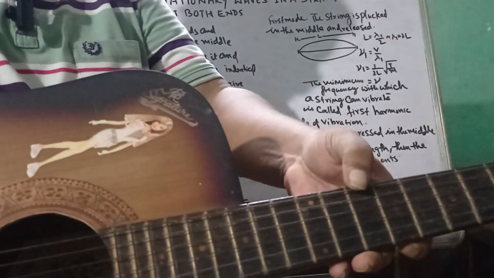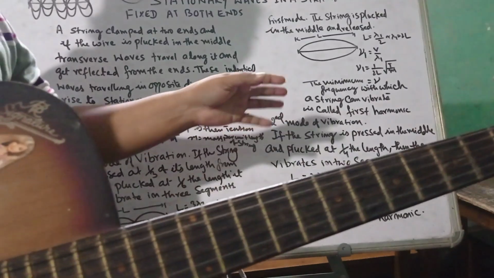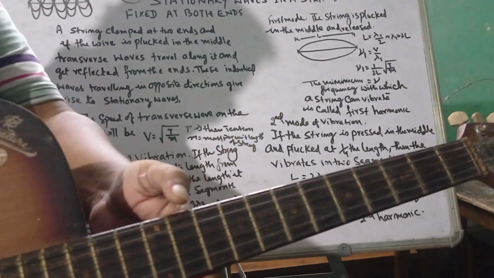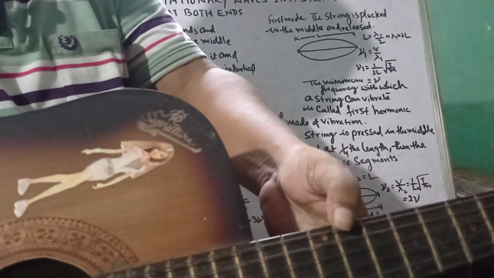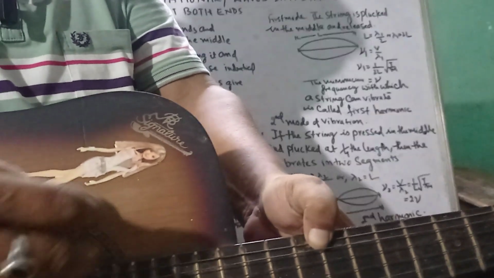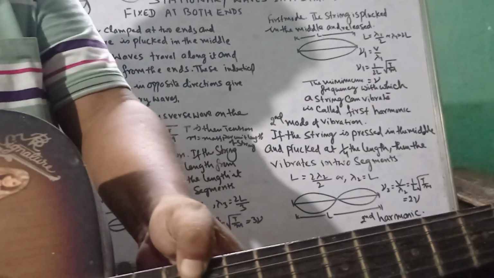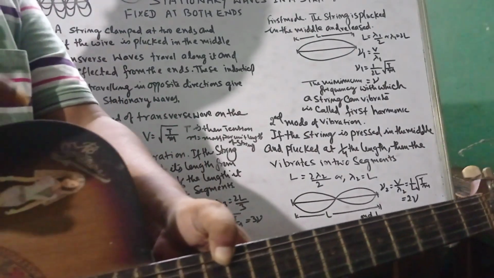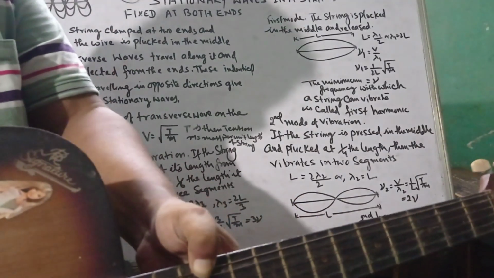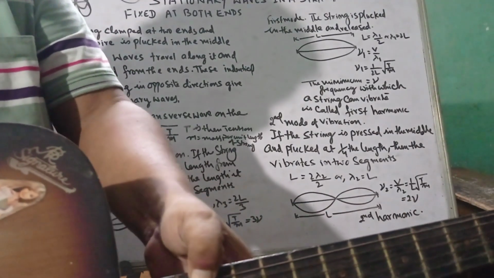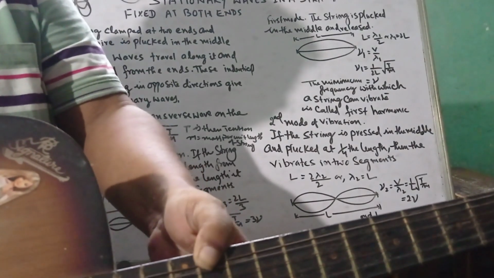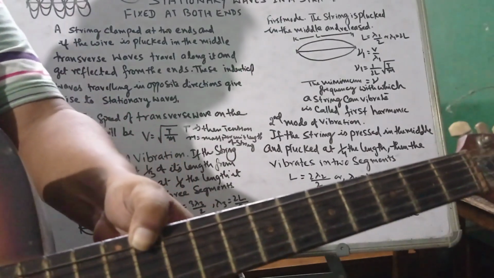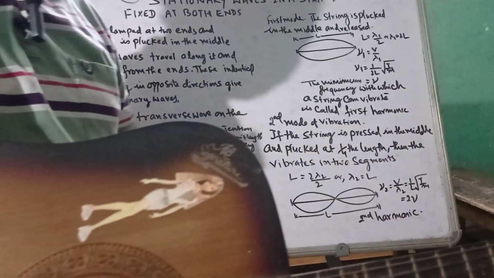I do not know about music, but as per the theory, what they have explained here, I am going to give you its practical application. You press in the middle, and now divide it into four equal parts: one, two, three, and four. Now you pluck at one fourth of the string. So here what happens? Your frequency becomes twice.